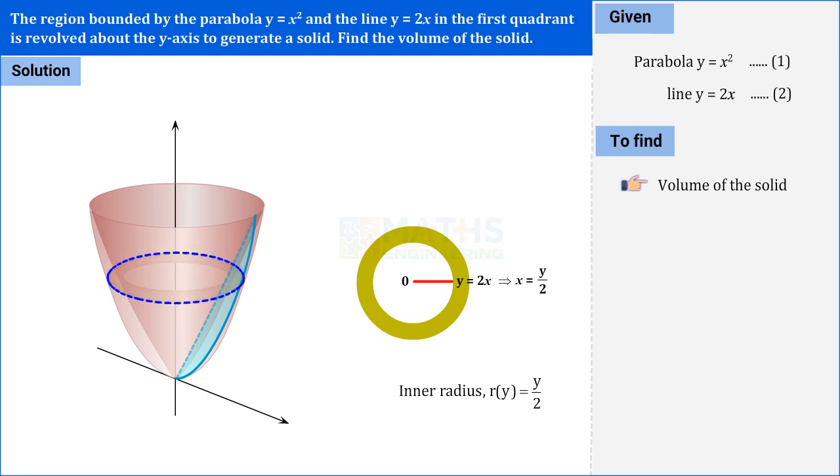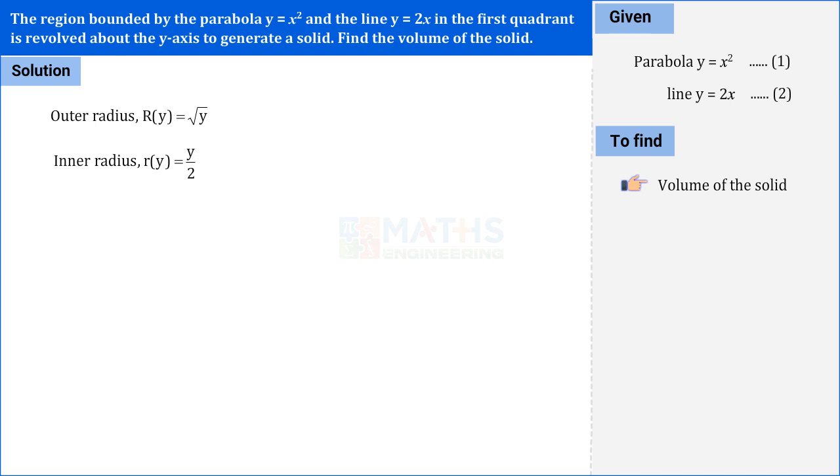Shall we find the radius of the outer circle? What is the center of the outer circle? Center of the outer circle lies on the y-axis. There we have x is equal to 0. The circumference lies on the parabola y is equal to x square. There what is x value? X is equal to root y. So the distance between these two, root y minus 0. So the radius of the outer circle is root y. Outer radius capital R of y is equal to root y. Inner radius small r of y is equal to y by 2.